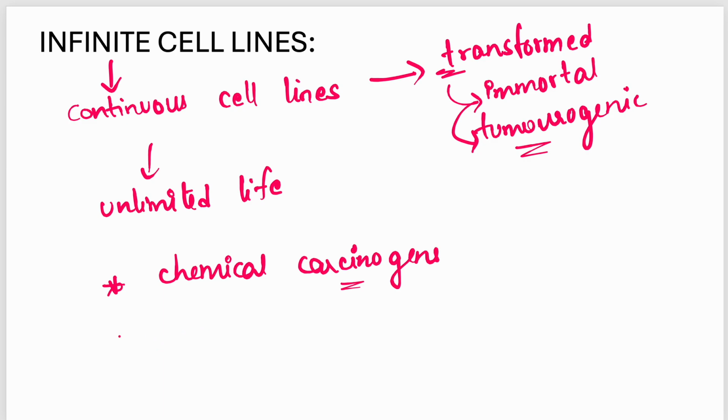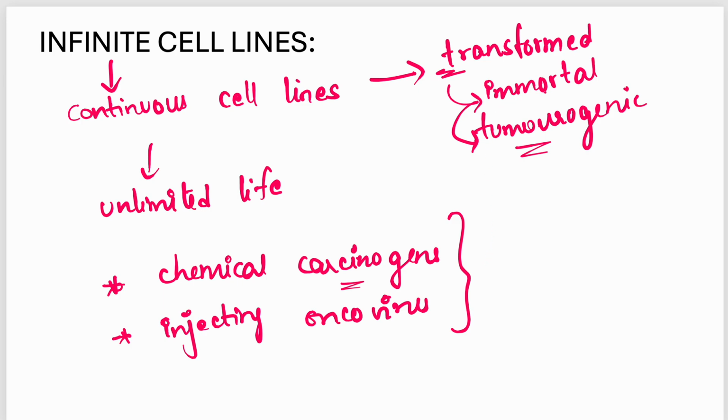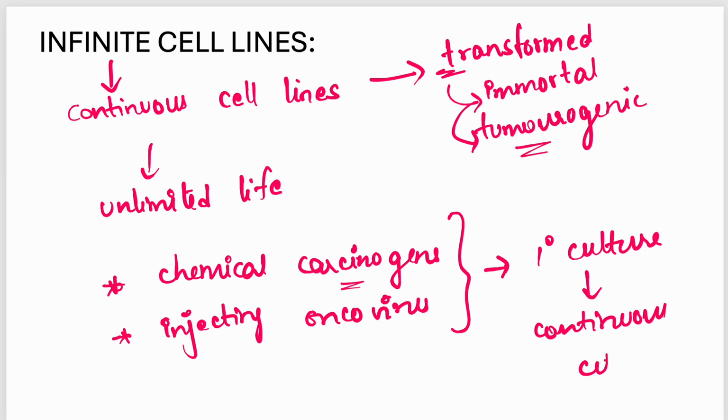Next, injecting oncovirus also leads the cells to become immortal. So these two are added to the primary culture to make them continuous cell lines.